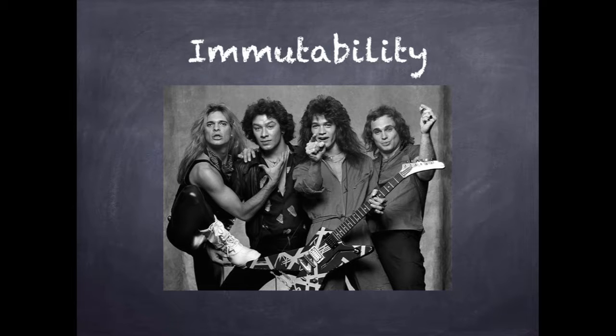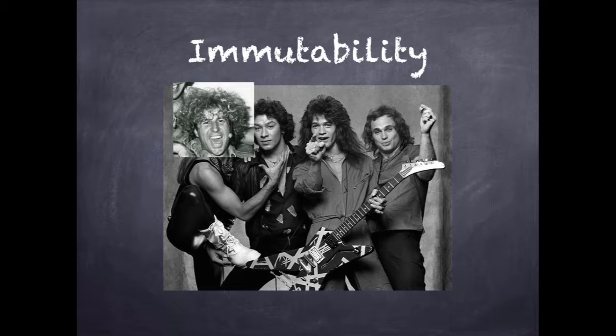To explain, I will need the assistance of Van Halen. Pictured is Van Halen, circa 1984. The man on the left is David Lee Roth. He sang their hit song, Jump. In 1985, Van Halen replaced David Lee Roth with Sammy Hagar. He sang their hit song, Why Can't This Be Love?